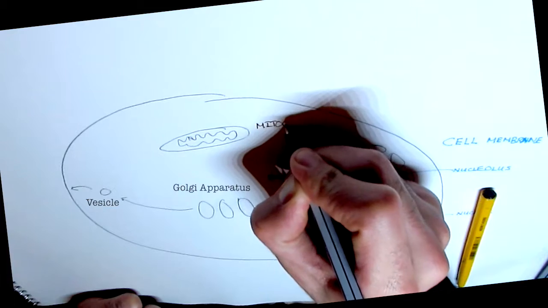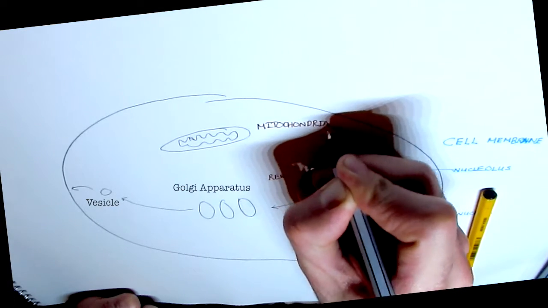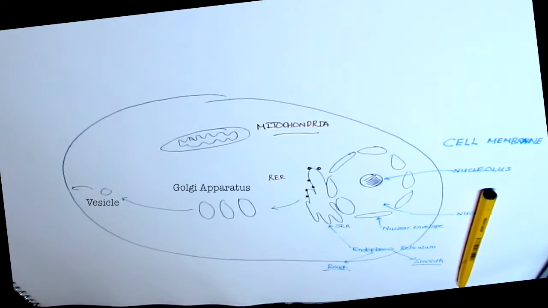Mitochondria is the main powerhouse of the cell. It produces a lot of ATP and keeps the cell running. It's sort of like the engine of the cell.